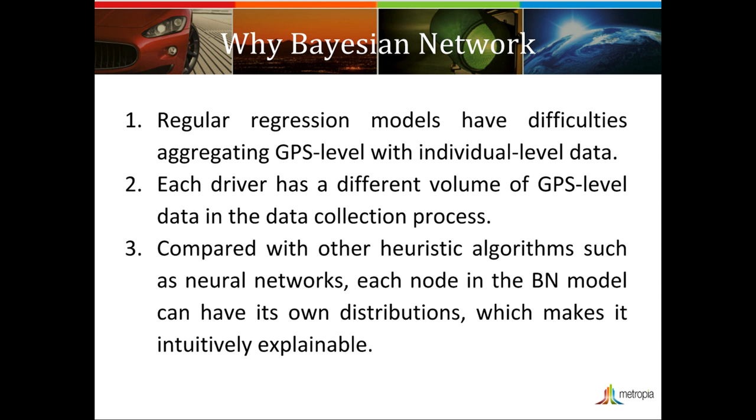Lastly, compared with other heuristic algorithms such as neural networks, each node in the Bayesian network model can have its own distributions, which makes it intuitively explainable. Therefore, the driving behavior and its relationship with road safety can be explained from the model results.